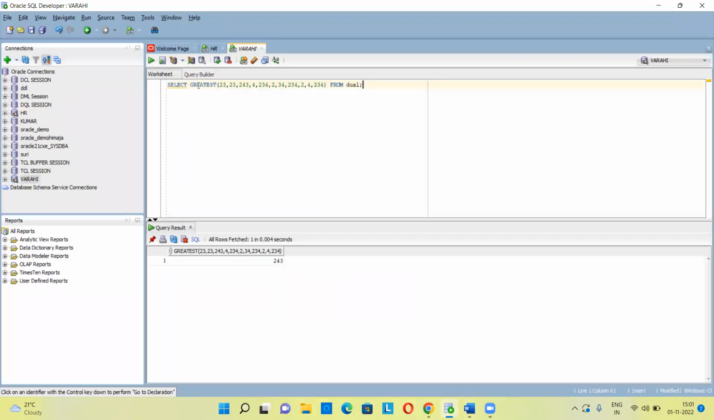Okay, so same input values I'm taking, but I'm writing least, just opposite to that. So whatever values we listed, it is just going to pick one small value, the lowest value, the least value. Okay, so it is telling 2 is there somewhere. So 2 is the least value from those input values. Okay. So very simple thing. There is nothing much to discuss.